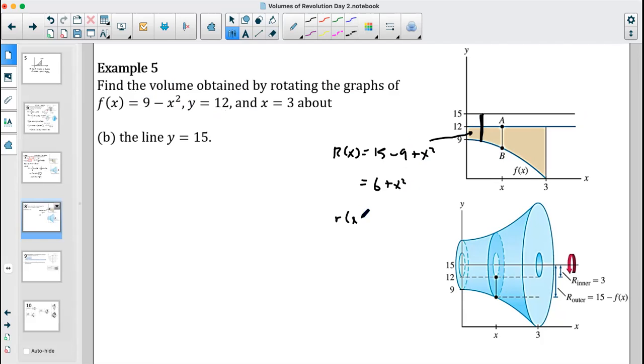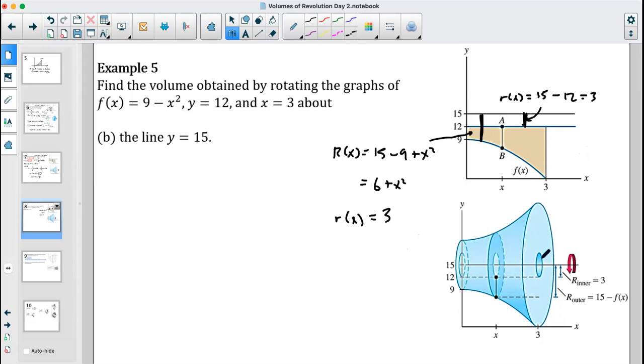And little r of x is right here, right? From the axis of rotation to the inside radius. And in this case, little r of x, top minus bottom, is y equals 15 minus y equals 12. It's 3. And it's always 3. You can see from the picture that this radius never changes, and that means the inside part is like a little cylinder that gets chopped out of that. That's little r of x.